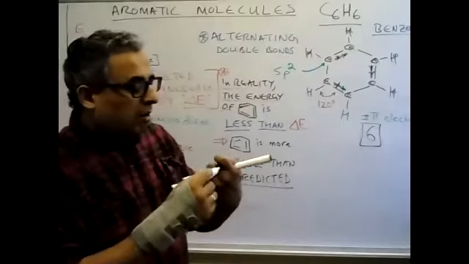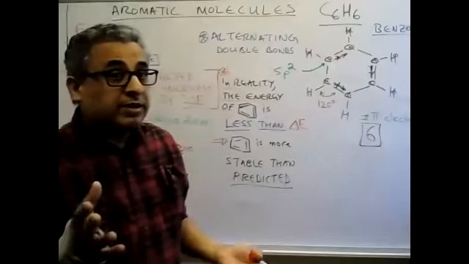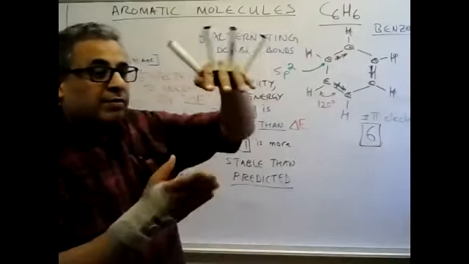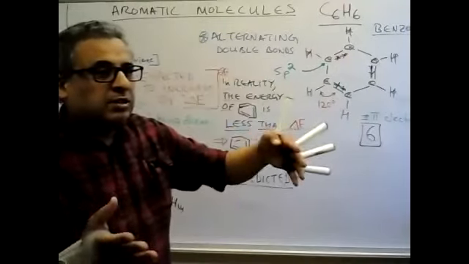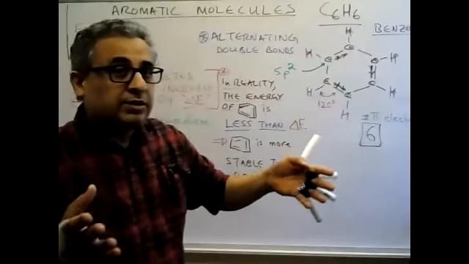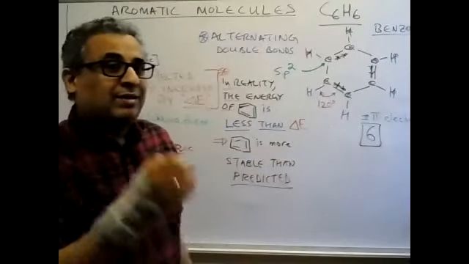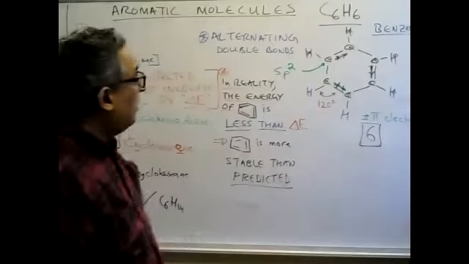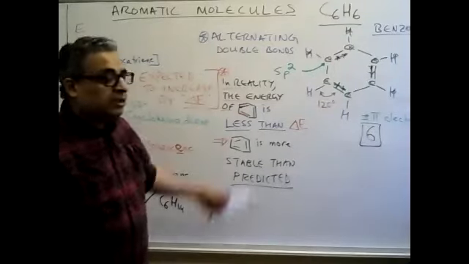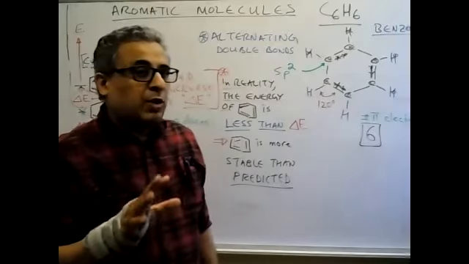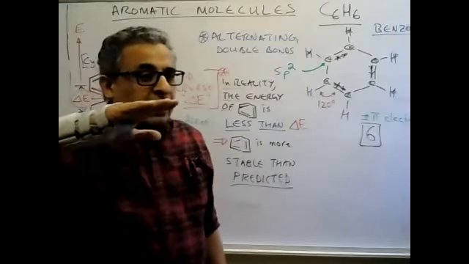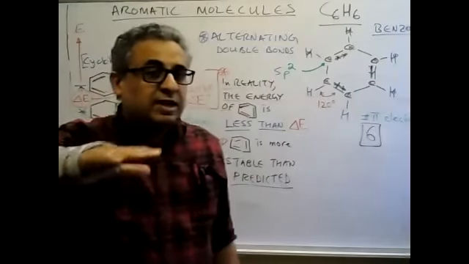Cyclohexene with one double bond behaves like the way we expect it to. Cyclohexadiene with two double bonds pretty much follows our expectations, our predictions. The moment you stick the third double bond and you make this cyclohexatriene kind of a species, it starts to act weird and the energy is less than expected.